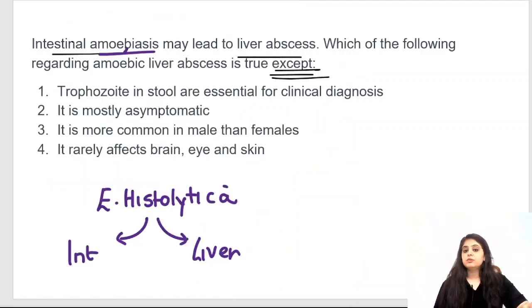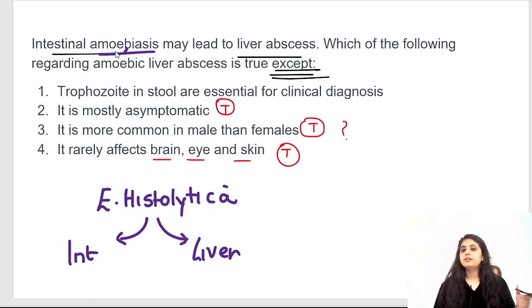So coming back to the question, first, let's go opposite. When I'm talking about amoebiasis, it rarely affects brain, eye and skin. Yes, these are very rare sites. That's correct. Okay, is it more common in males than females? Now, these kinds of things are always something you might or might not know, so for the time being, let's keep it as a question mark. Is it mostly asymptomatic? Yes, that is correct. Most of the time we are able to fight amoeba and eliminate it out of the body, so most of the cases are actually asymptomatic.